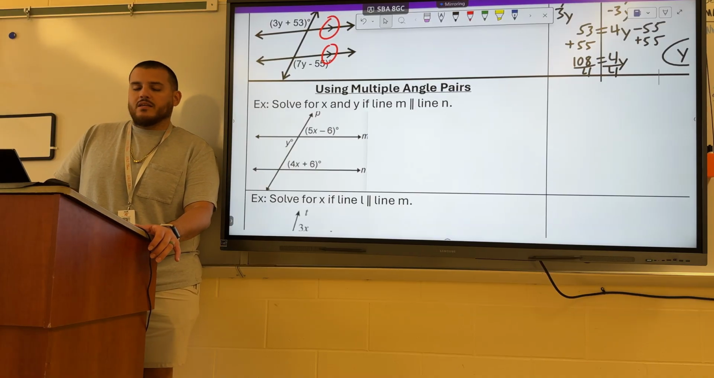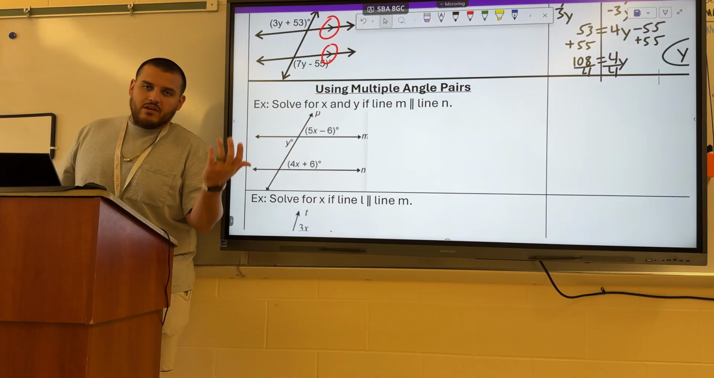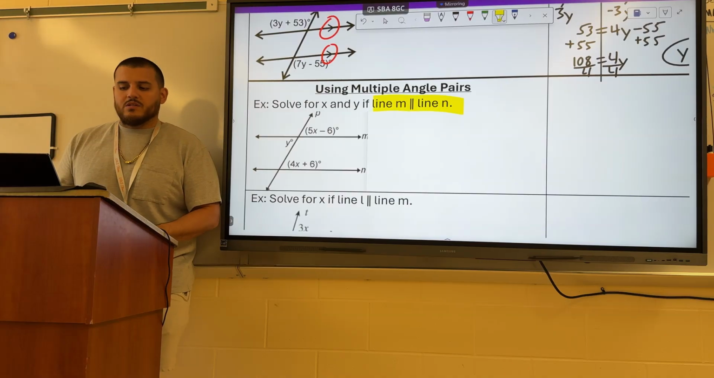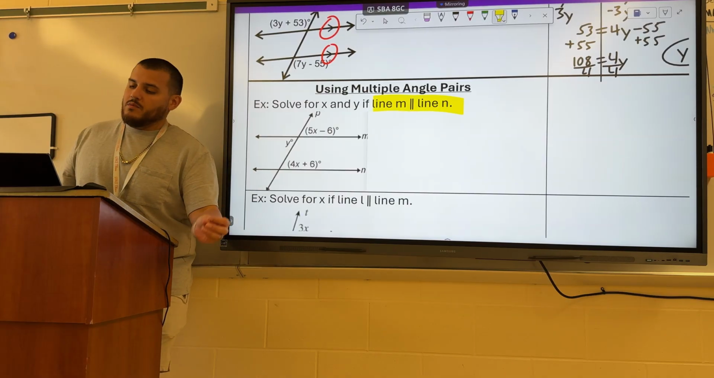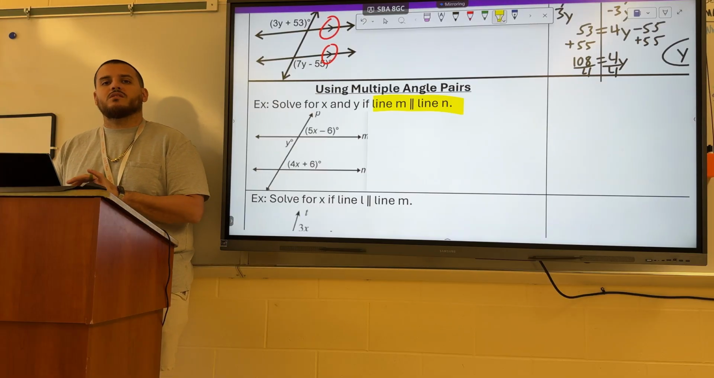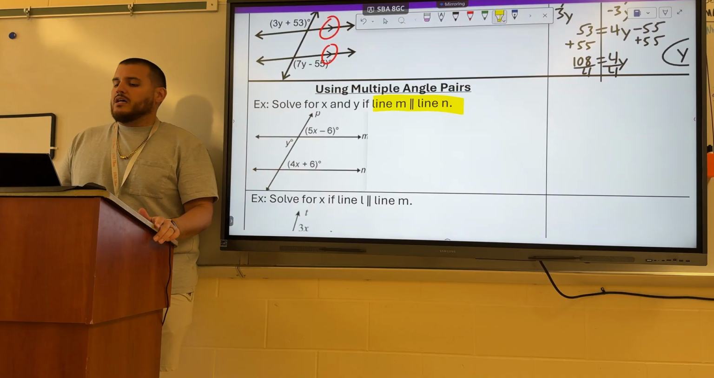It's going to be a common thing that we have to solve in this unit. In our first example here, we have an x and a y to solve for, and our directions tell us that line M is parallel to line N. Again, we beat the dead horse here. If we don't know they're parallel, it's not possible for us to solve. But because they're parallel, all these theorems that we're learning apply here.